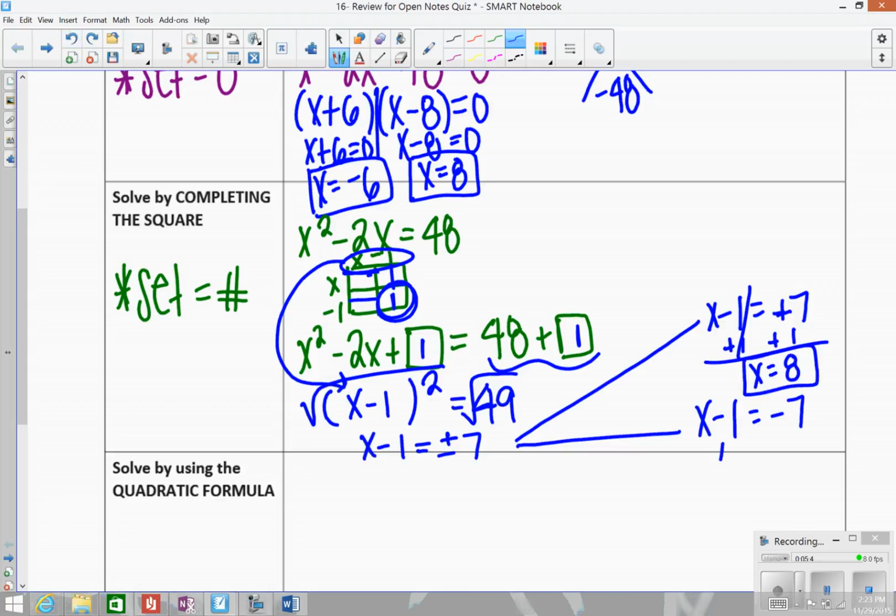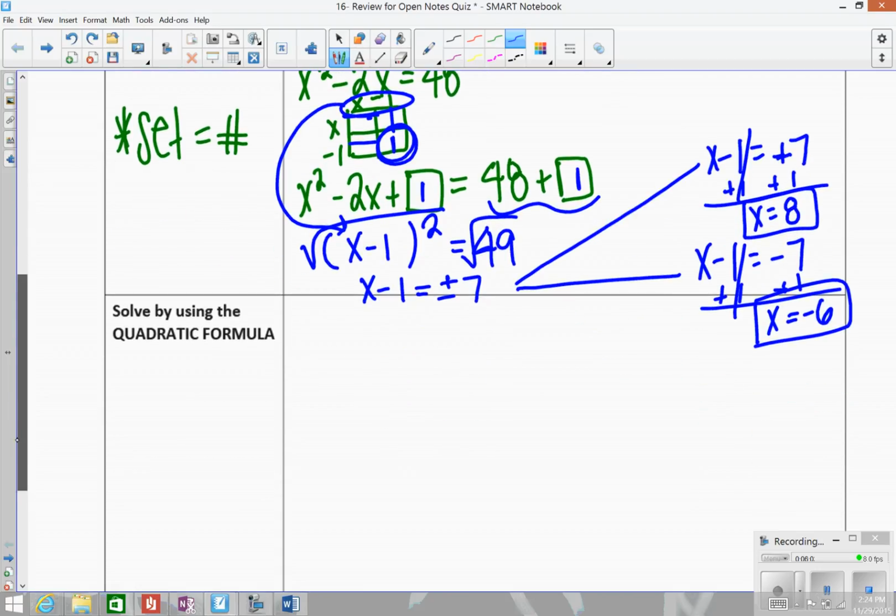And then add 1 to both sides here. We get x equals negative 6. And if you look, same answers as what we got up there. So that means we've done it correctly because we got the same answers solving the same equation using two different methods. So then the last thing we're going to do is solve it using the quadratic formula.